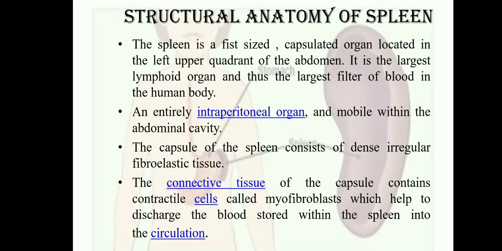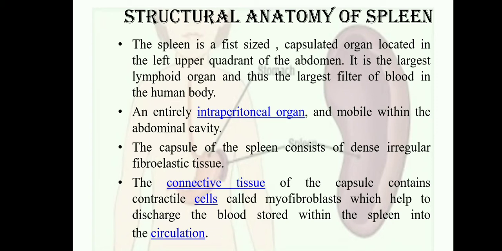Now, another important thing related to the spleen is that it is an entirely intraperitoneal organ. Surrounding the abdominal cavity, there is the peritoneum, which is a transparent membrane, and on that side there is the spleen. Due to that, it is considered an intraperitoneal organ and it can move within the abdominal cavity.